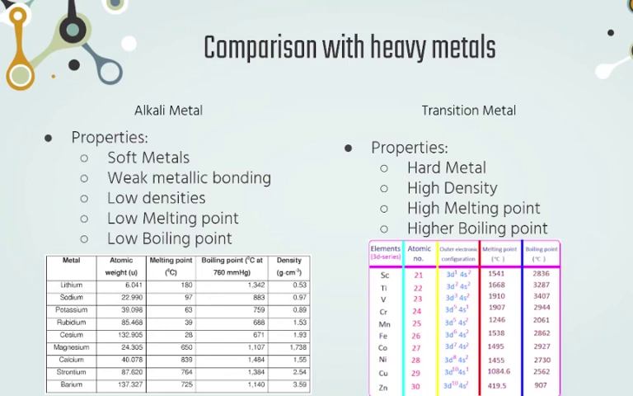It shows that the alkali metals have a melting point that doesn't exceed 1000 Celsius, and a boiling point that exceeds 1100 or 1200. Meanwhile, for the transition metals, the melting point reaches up to 1000 for the majority of them, and the boiling point reaches up to 2000 to 3000 for the majority as well.